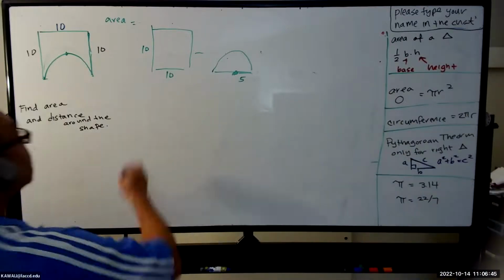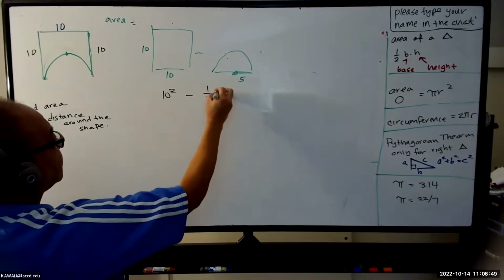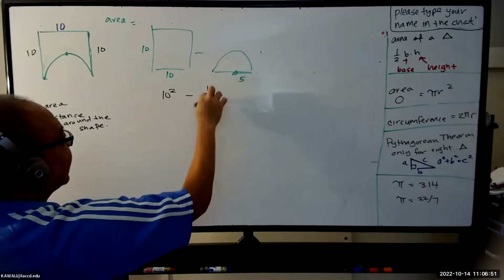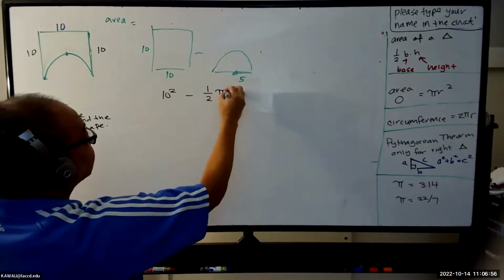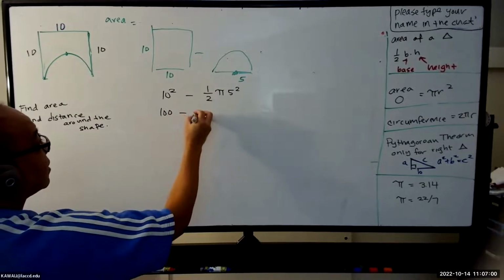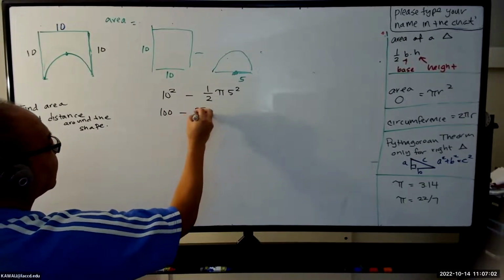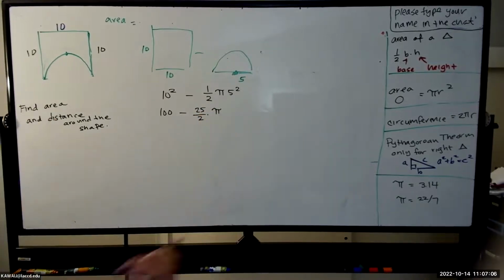So this will be 10 squared minus 1/2, so half a circle is 1/2 pi 5 squared. So this is 100 minus 25 divided by 2 times pi. And then they may want you to convert to pi, but we won't worry about that right now.